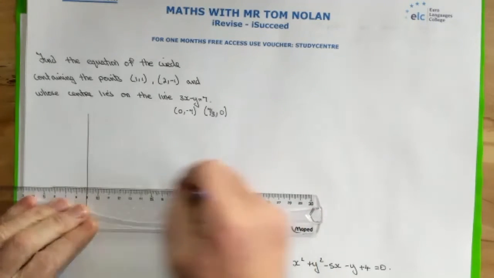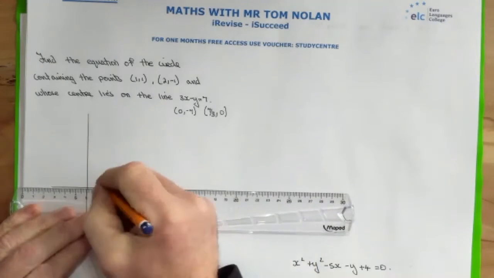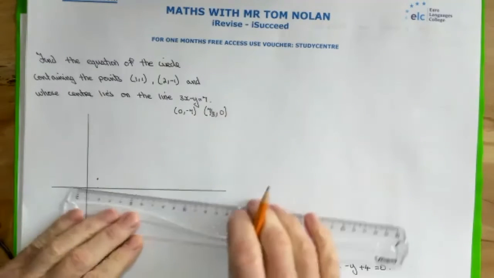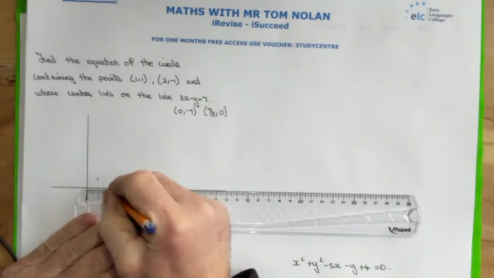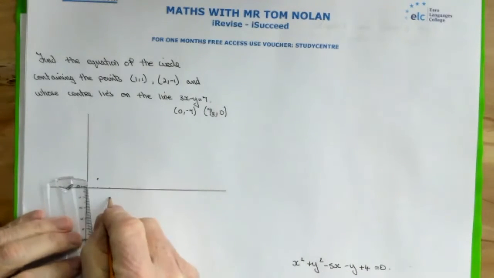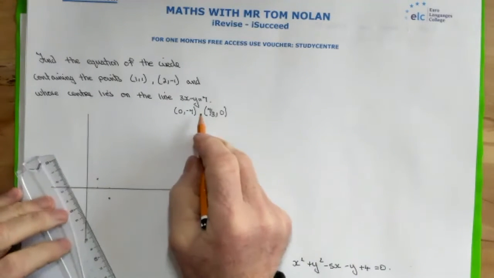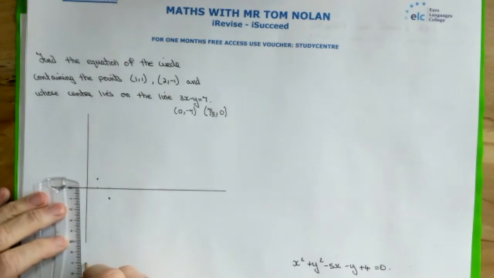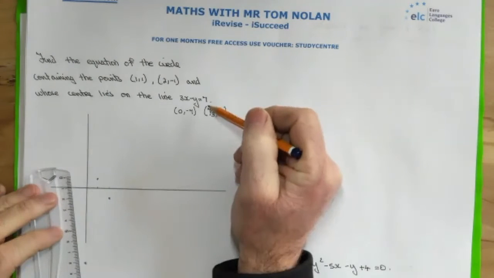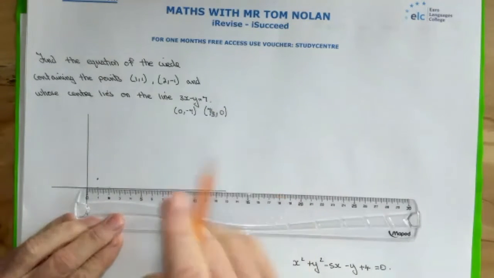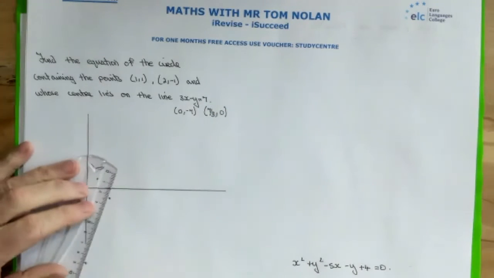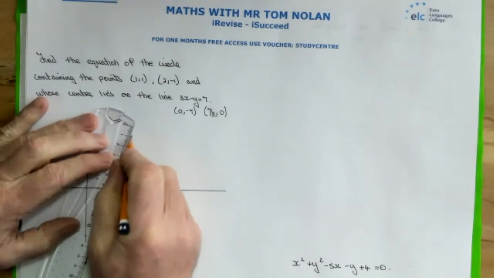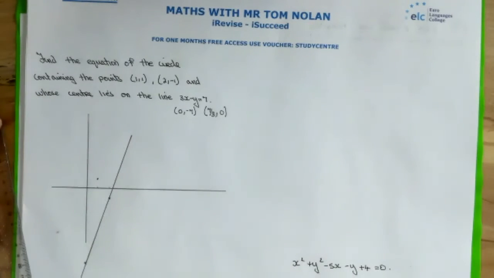I'm told these points are on the circle. (1, 1) is on the circle. (2, -1) is on the circle. And the center is on this line. So if I want to draw this line, (0, -7) and 2 and a third. The center is on that line someplace.